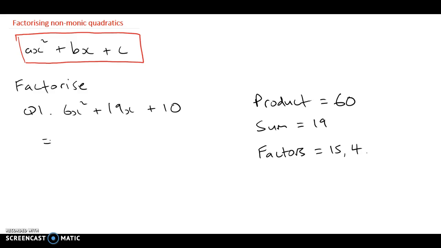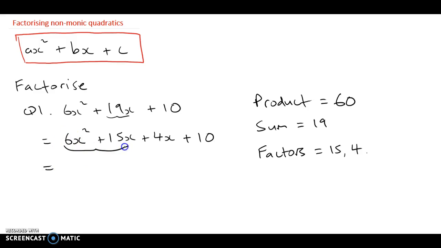Now, with these factors, and this is where it's a little bit different when factorising non-monic quadratics compared to monic quadratics, with these factors, we actually split this 19x term up. So we'll get 6x squared plus 15x plus 4x plus 10. So you'll notice we haven't actually altered the expression at all. We've just split up this 19x using the two factors we found. And from this step, we go ahead and factorise by grouping.